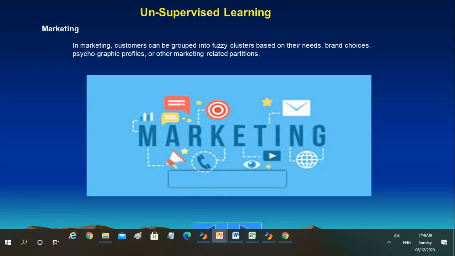Marketing. In marketing, customers can be grouped into fuzzy clusters based on their needs, brand choices, psychographic profiles, or other marketing-related partitions.